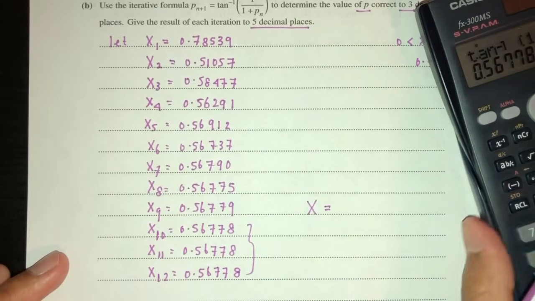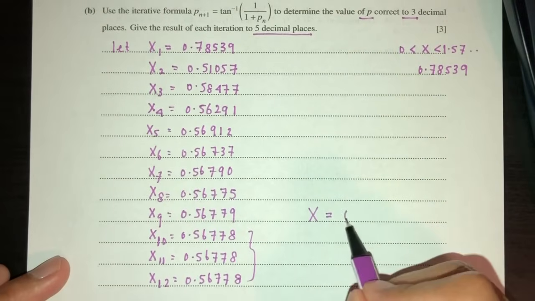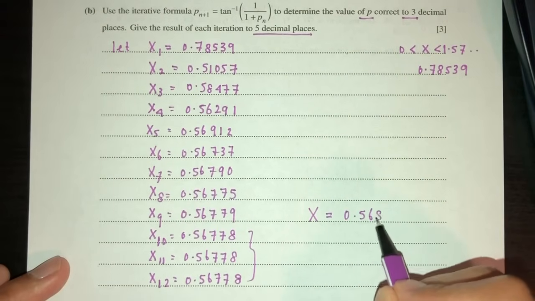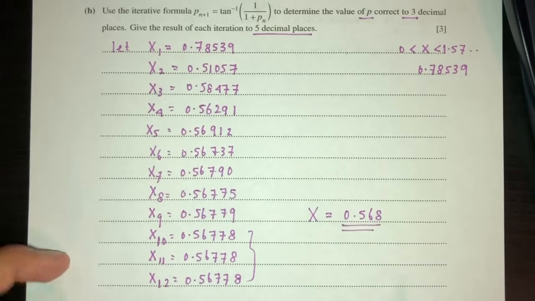So your answer will be x is equal to, correct to 3 decimal places, 0.568. That is your value for x.